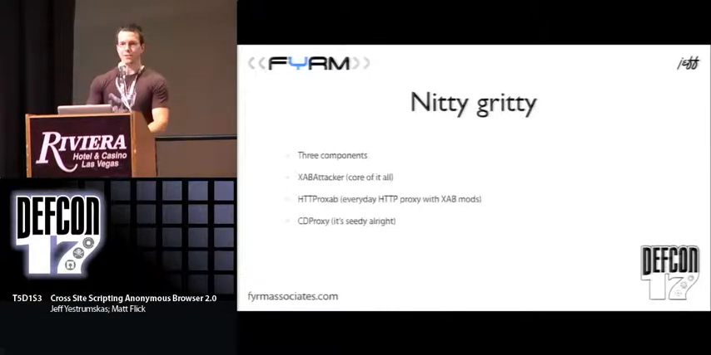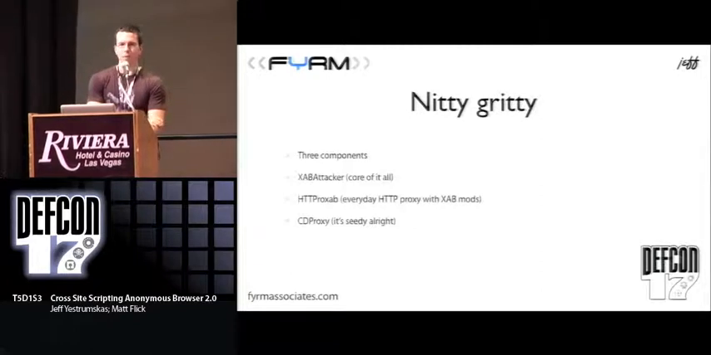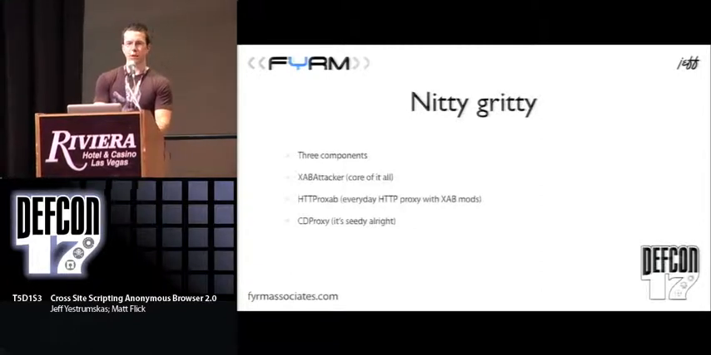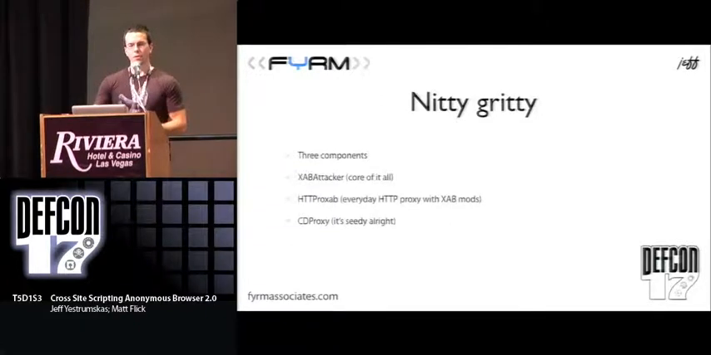HTTP proxy AB is a simple HTTP proxy. This is used by the attacker to seamlessly browse the web through the XAB framework anonymously. All requests, if one chooses to participate in the framework, would be going through this HTTP proxy AB. It's a seamless proxy. It'll seem like a standard browsing experience for the user, albeit a little bit slower. And CD proxy is a cross-domain proxy that allows us to get around the cross-domain sandbox, the inability to make an XML HTTP request to another site. So the cross-domain proxy is what allows us to do that.